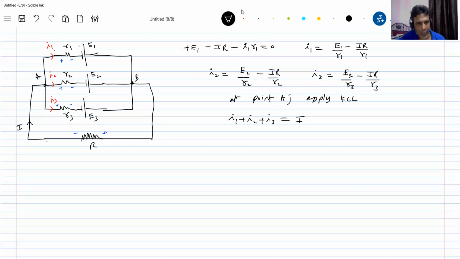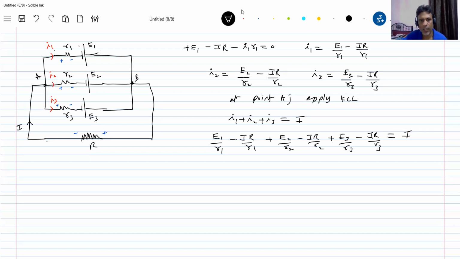The sum of algebraic currents entering a junction should be equal to those leaving the junction. So what is I1? I'll replace from this. This will be E1 by R1 minus IR by R1, plus E2 by R2 minus IR by R2, plus E3 by R3 minus IR by R3 equal to I. So this should be E1 by R1 plus E2 by R2 plus E3 by R3 should be equal to I into 1 plus IR. Let me take R outside.